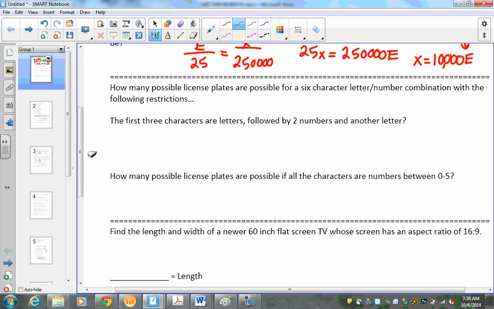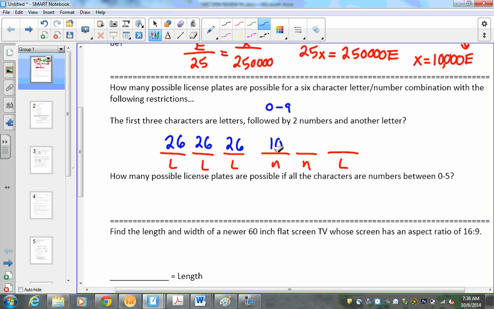All right, how many license plates are possible for 6 characters? Okay, so the first 3 characters are letters. So let's see, 1, 2, 3, followed by 2 numbers and another letter. All right, so this is a letter, this is a letter, this is a letter, this is a number or digit, and another letter. Well, very simply, how many letters are there in the alphabet? Well, there's 26. 26, 26, 26. Now, numbers go from 0 to 9, which is a total of 10 options. And so that's how you figure it out. You multiply it all together and you get that number right there.